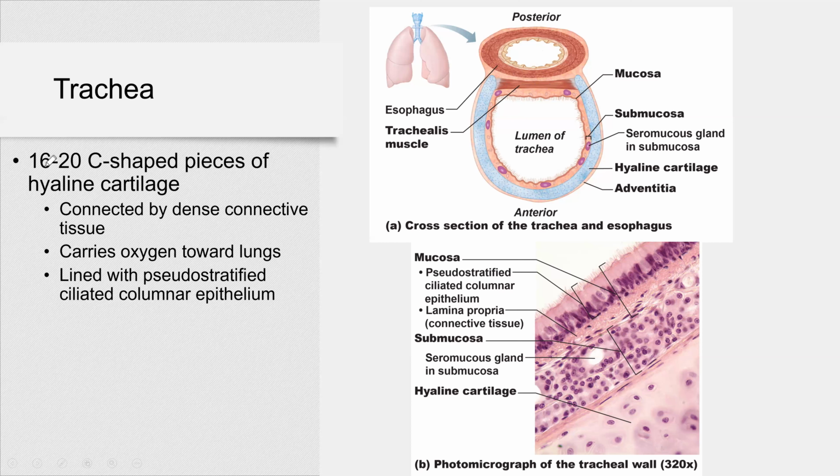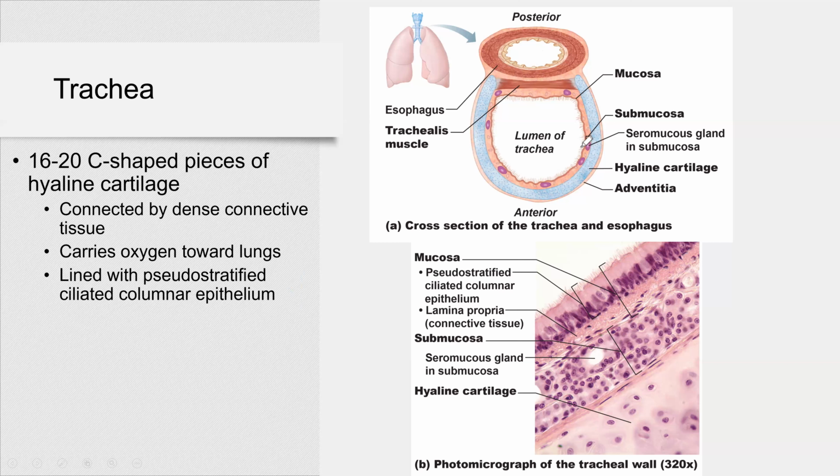All right, so trachea has 16 to 20 C-shaped pieces of hyaline cartilage connected by dense connective tissue, connected by trachealis muscles. It carries oxygen toward lungs, that's what trachea does, and it's lined by pseudostratified ciliated columnar epithelium, the same epithelium that you would find in your nasal cavity.